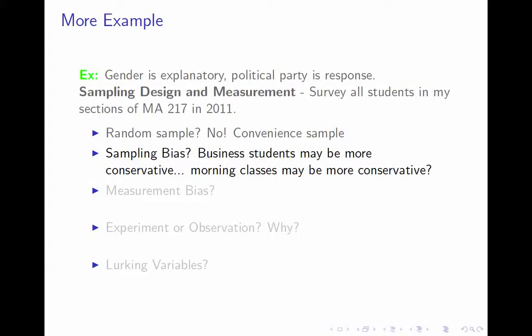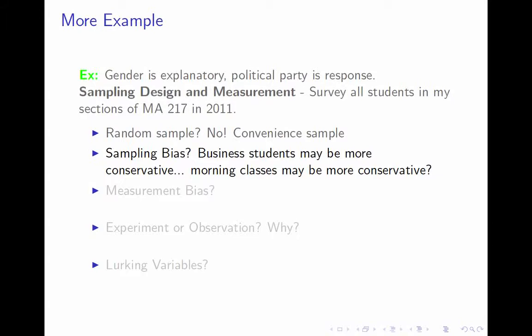Another group, this was less true in 2011, but now another group that's more likely to take Math 217 is nursing students. You might think nursing students are more likely to be liberal than the typical Fairfield U students. That would be a fine answer too. Other possibilities: I generally teach in the morning, and that semester, as it happened, I taught very early in the morning. You might argue that people who take morning classes are going to be more conservative because they're more comfortable with this kind of structure of getting up early in the morning.